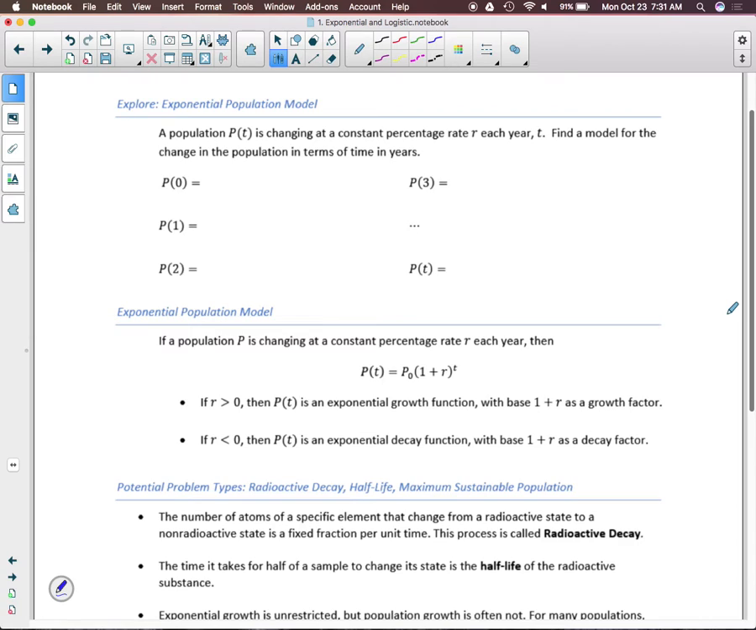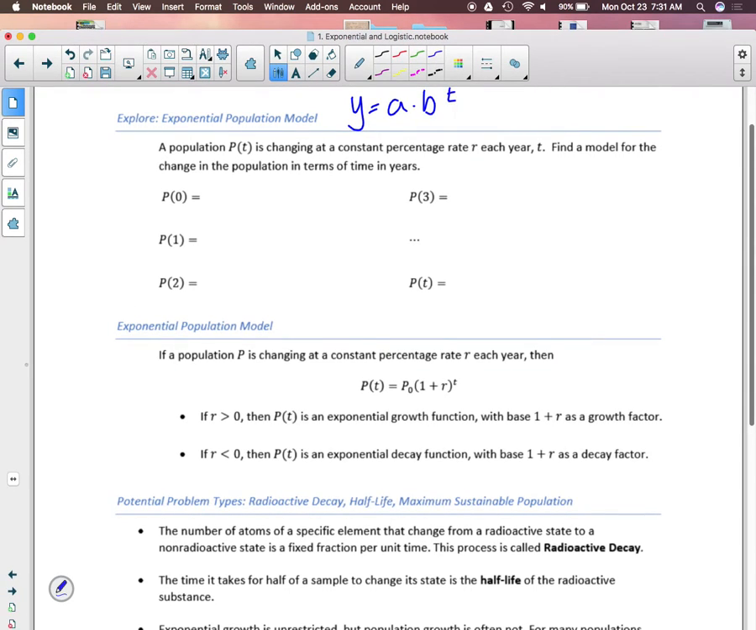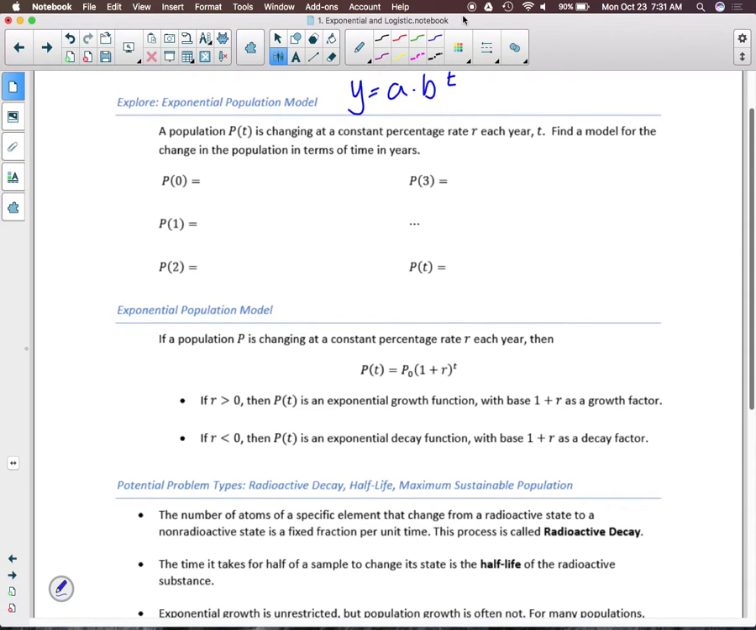Let's see. Population P, changed in constant percentage rate. We want to find a model that represents this population rate. So, all we're going to do right now is create a different type of population model. That's slightly different than the one we were just using, which is y equals a times b to the t, as I move the entire thing again. We're just going to come up with a different one.